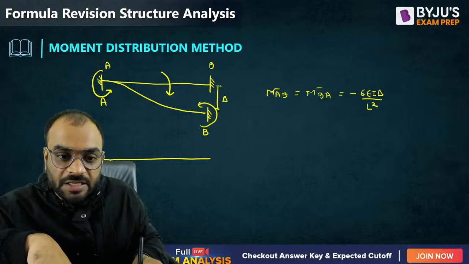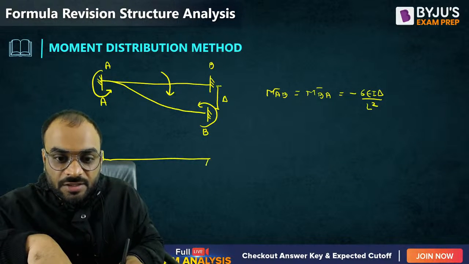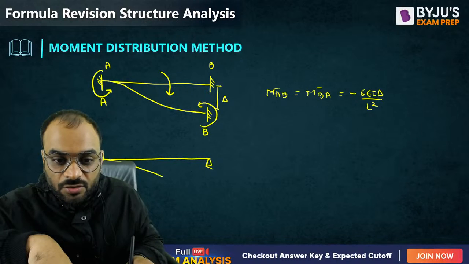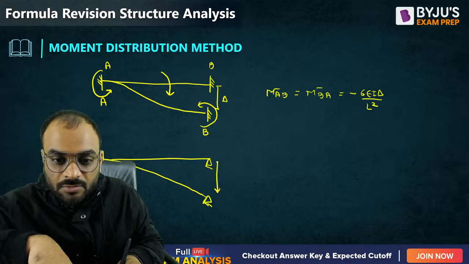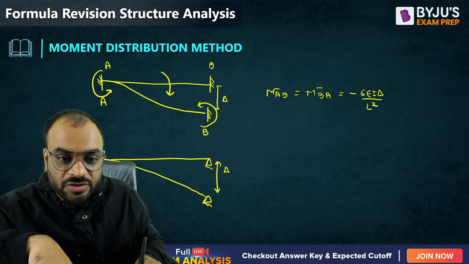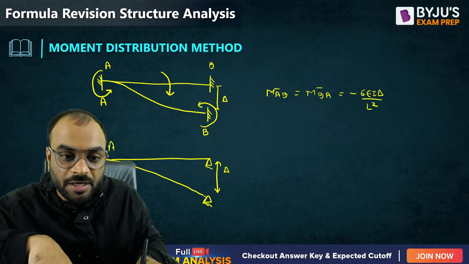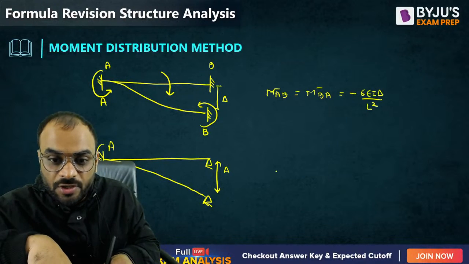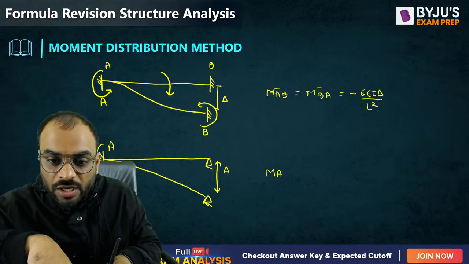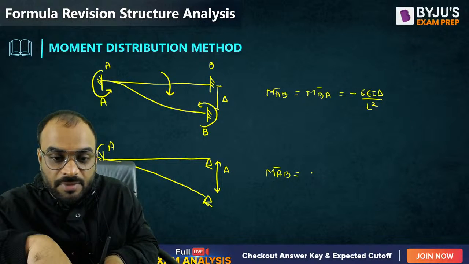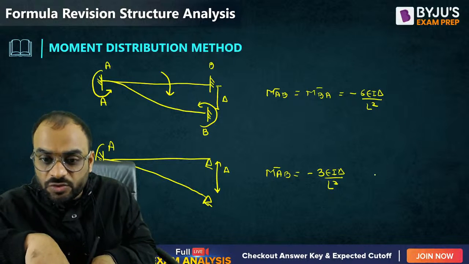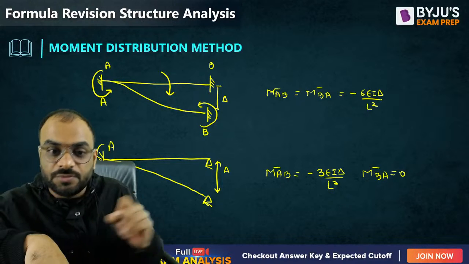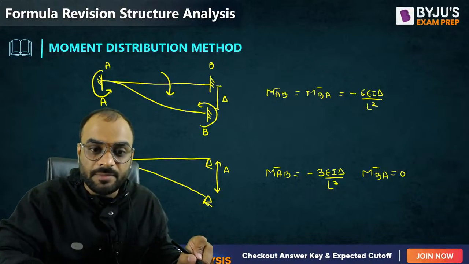Now let us suppose, guys, one end is fixed and the other is hinged and it is trying to settle down by delta. So this will be our moment at the fixed end, but there is no moment at the hinge support. So definitely we will have a certain value, and that value MAB bar will be minus 3 EI delta by L square and MBA bar will be equal to 0. Clear? Please remember these formulas.